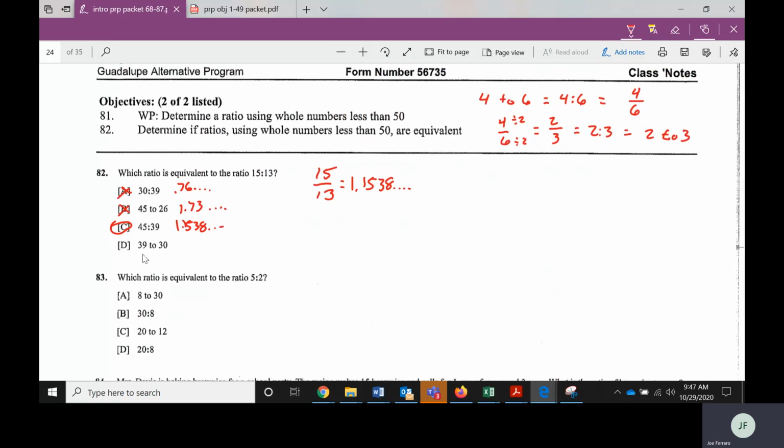And I test them. It could either be done, or you can test the last one, 39 divided by 30. That's 1.3, so that's out. Okay, so that's one way to do it.